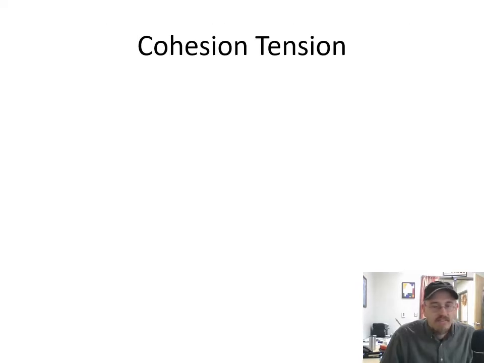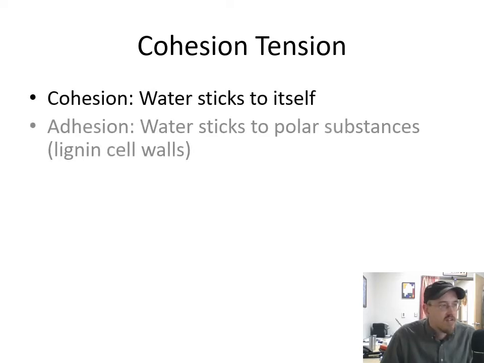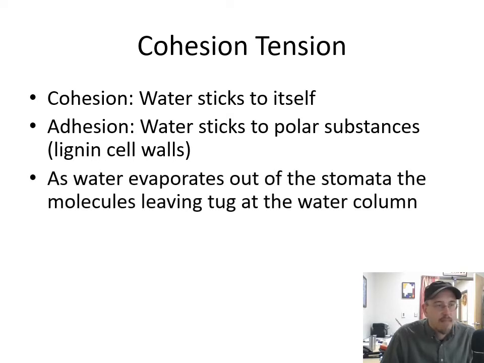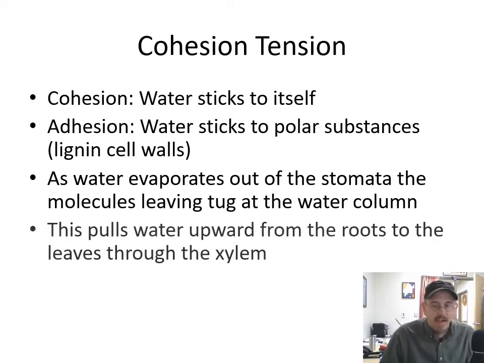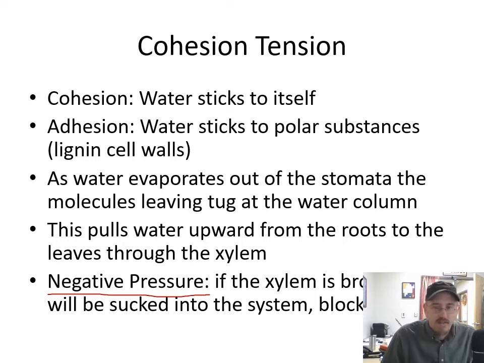Now, this leads us to the cohesion tension hypothesis, then, how we think water moves through a plant. So water sticks to itself, it sticks to the lignin and cellulose of the cell walls of the plant, and as water evaporates out of the stomata and the leaves, it pulls water up the water column, and that allows more water to come into the roots, and water moves up the xylem, and some of it evaporates. Some of the water, of course, gets used by the plant for photosynthesis and things, but some of it evaporates out into the atmosphere, and this creates a negative pressure, just like drinking on a drinking straw. So if you poked a hole in xylem, air would get sucked in, and the xylem would quit working.